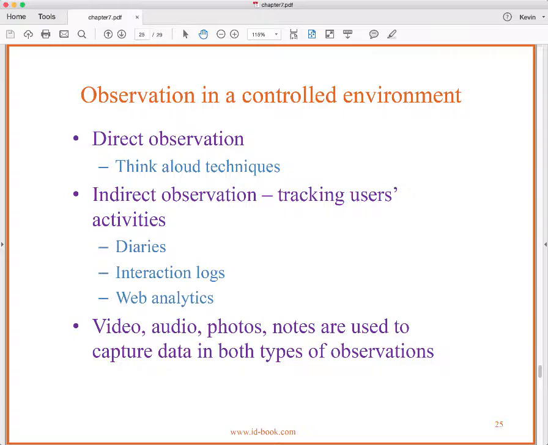What about indirect observations? This is typically where one of the approaches is we ask users to keep a diary. Okay, this has been done in marketing research for a long time. Go back to the way that the Nielsen group would track TV watching. The Nielsen families initially had a diary that they filled out.